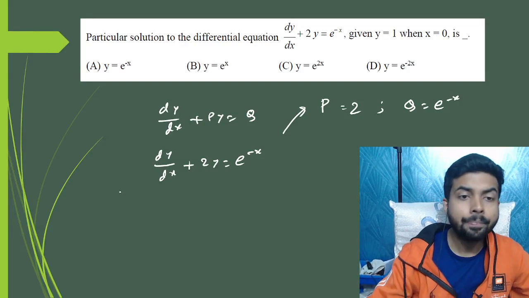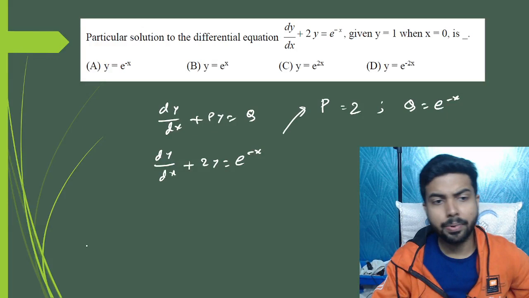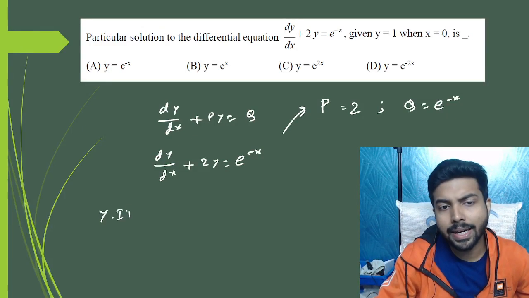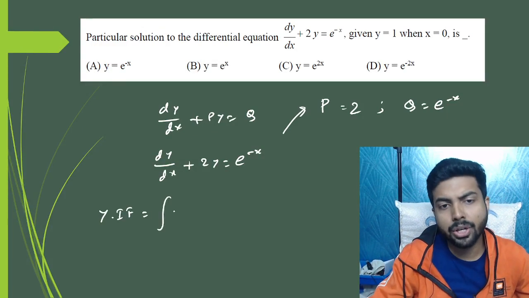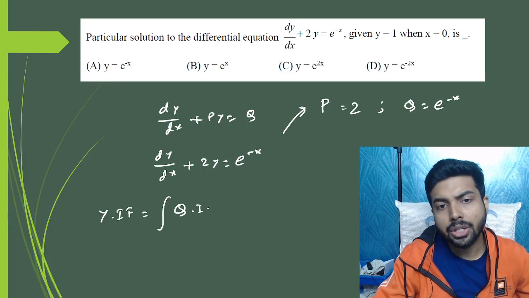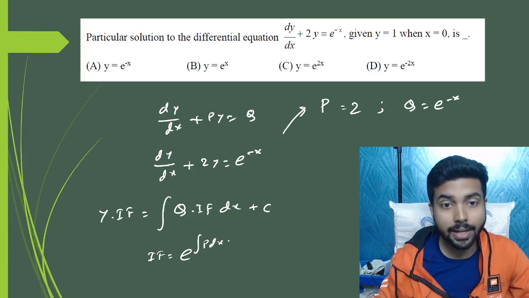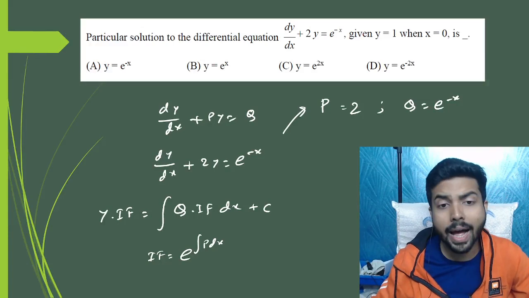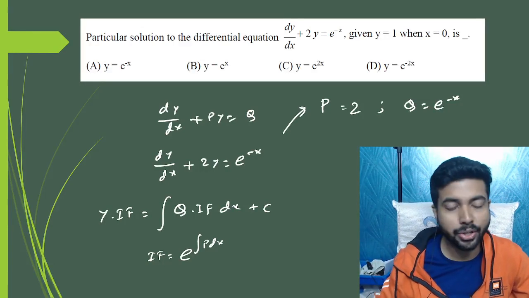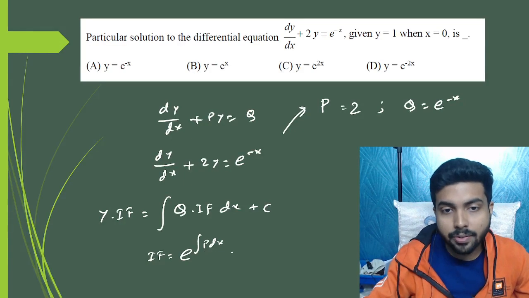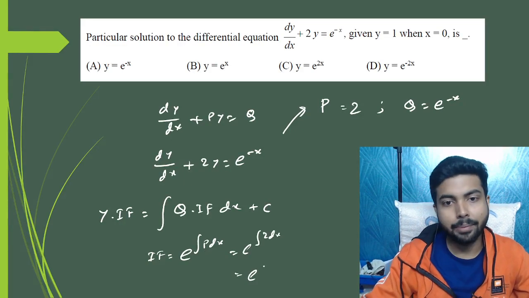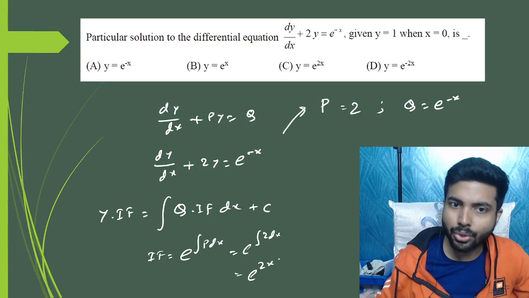What is the solution here? The general solution actually of this particular thing is very simple. That is y into integrating factor is equal to integration q into integrating factor dx plus c, where integrating factor is equal to e to the power integration p dx. इसको हम बोलते हैं integrating factor or IF actually, right? So basically, what is this value? P तो 2 है. 2 into dx, that means 2x. This is your integrating factor.